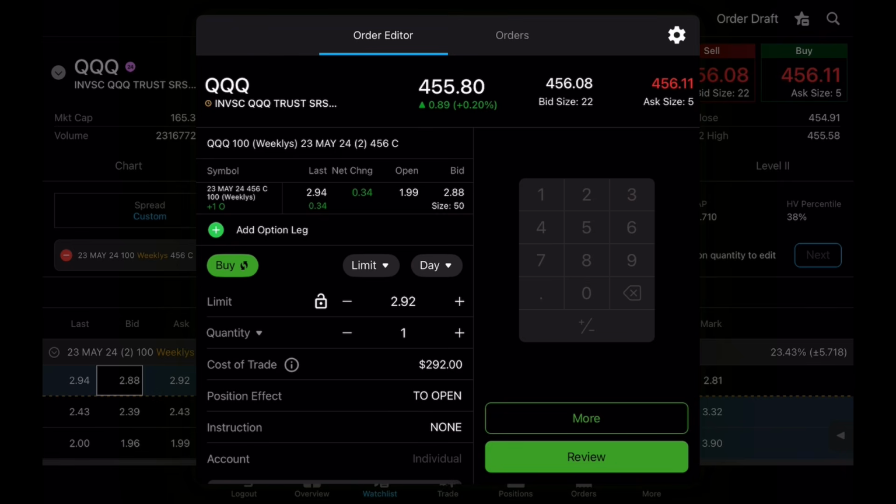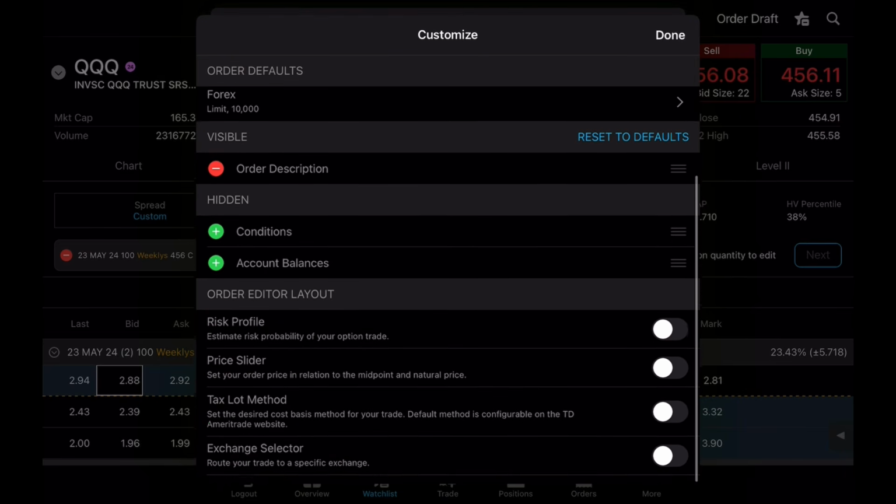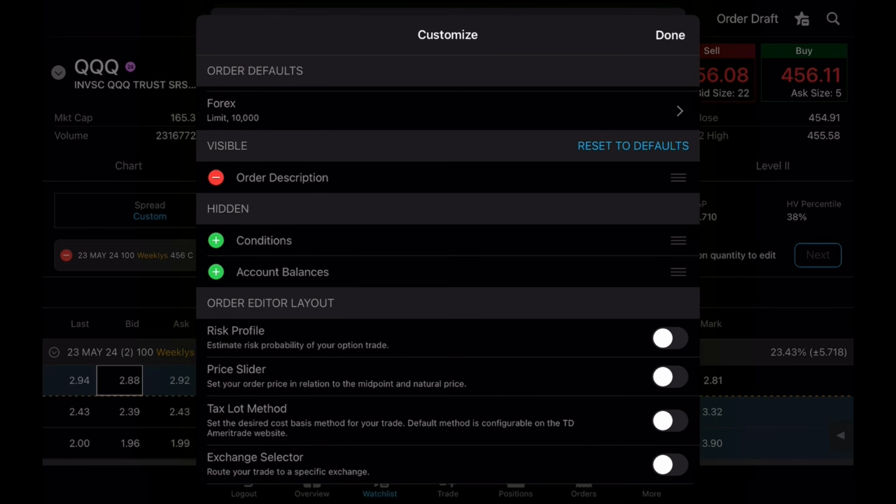Now, when you click on buy, you have a couple different options on the ways in which you want to enter the trade. But let me show you some of the things that you can have to help you kind of decide on exactly what you want for your trade. At the top right, you see this gear icon. I'm going to click on it. You can scroll down. And when you do, you're going to see the order editor layout. The first thing you see is the risk profile.